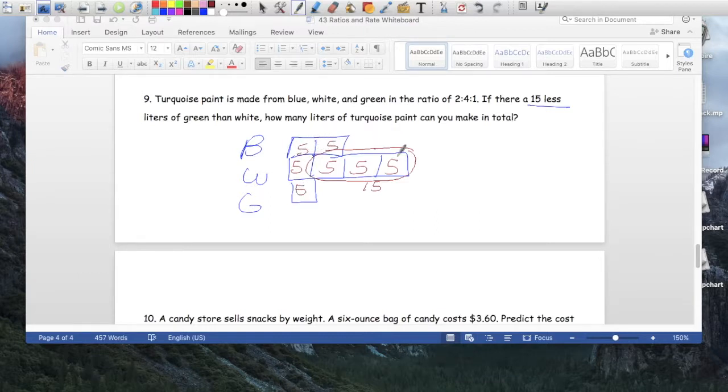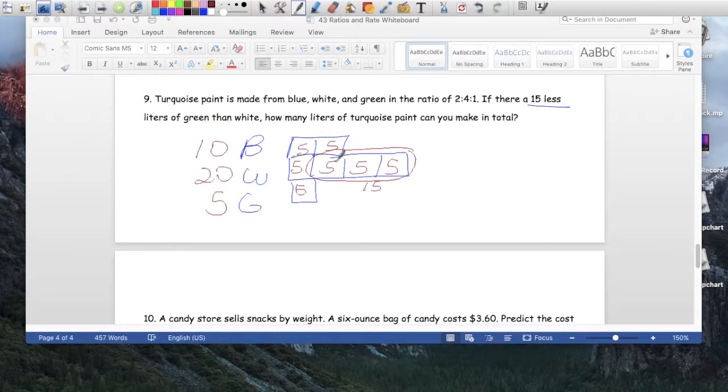So how many liters of turquoise paint can you make in total? Okay, hang on a second, I gotta figure this out. About 2, 4, and 1. If there's 15 less, which means I have 20. Sorry, that's not a 20. That is a 10, that is a 20, and that is a 5, right?